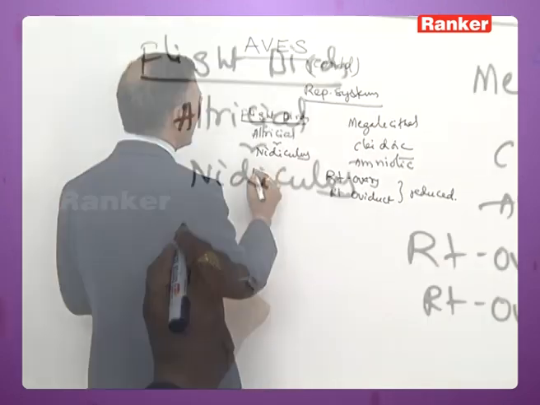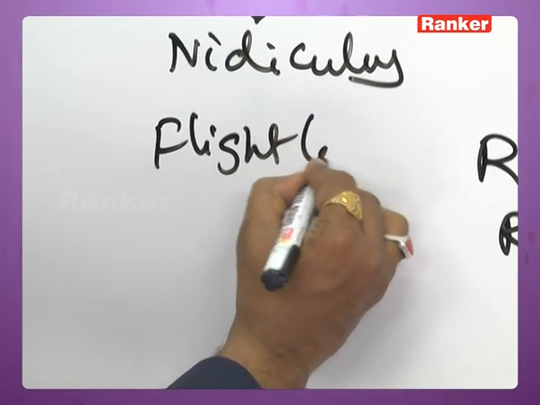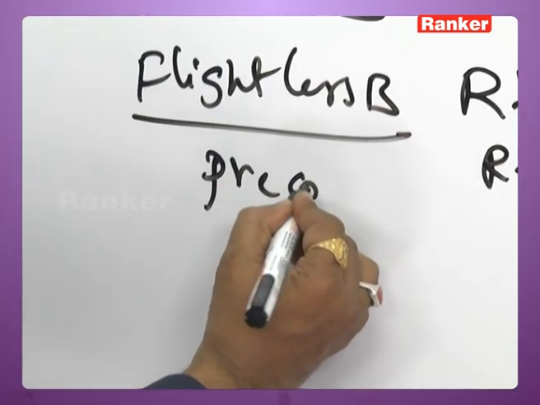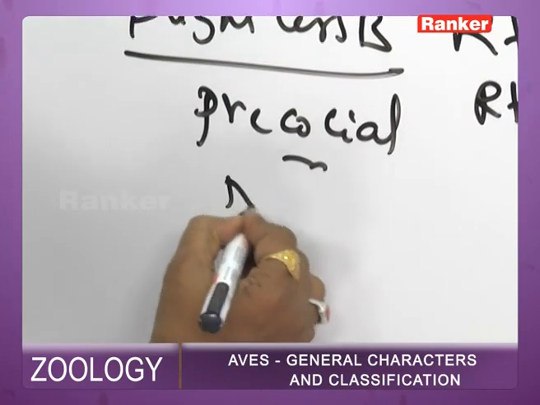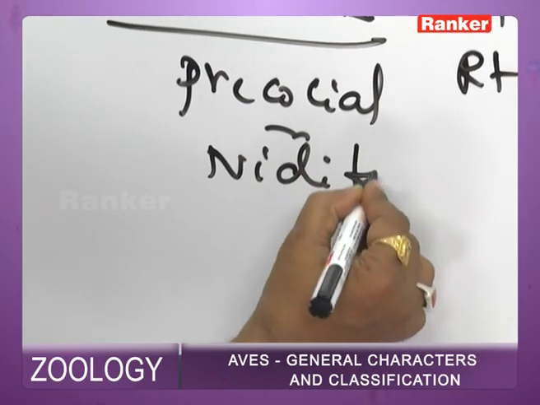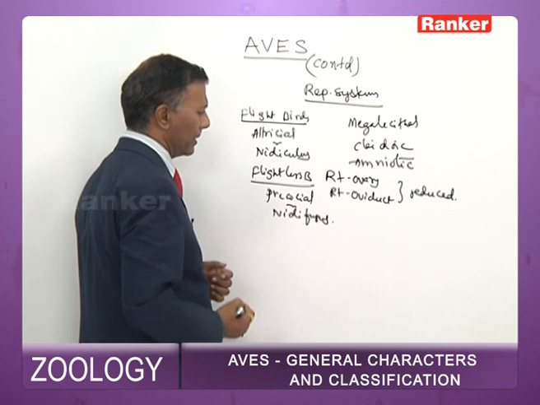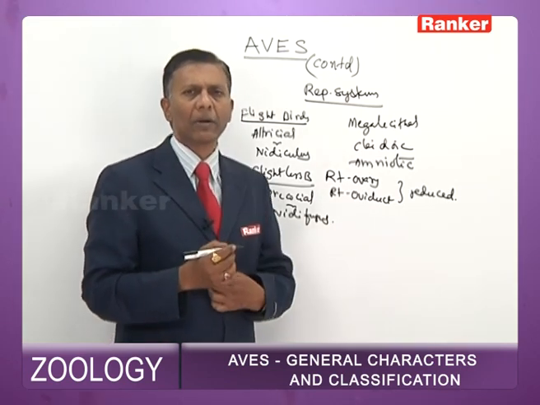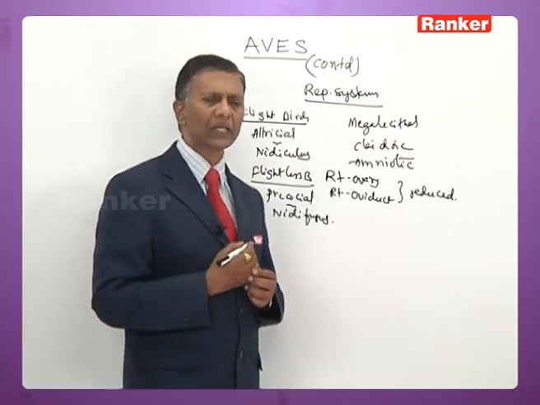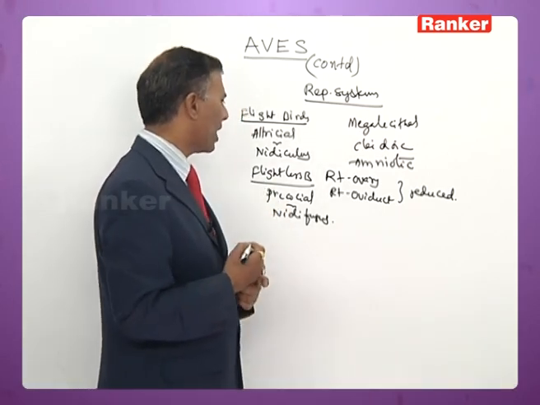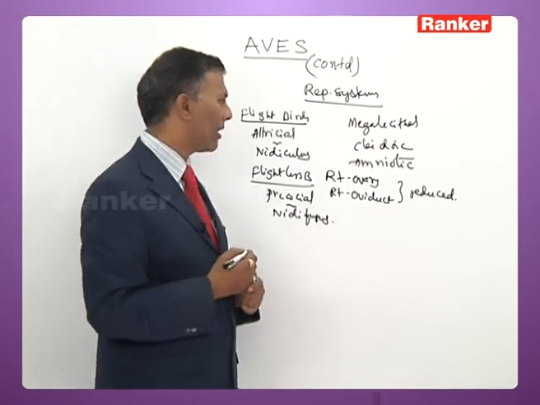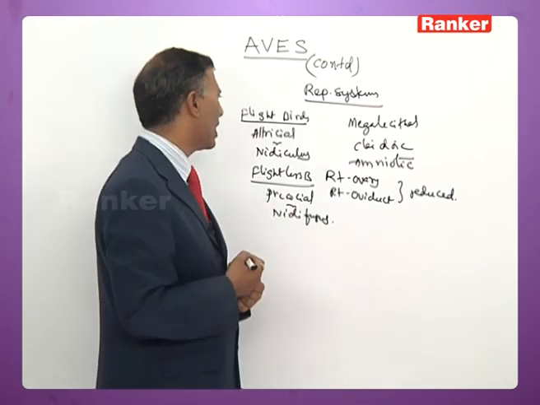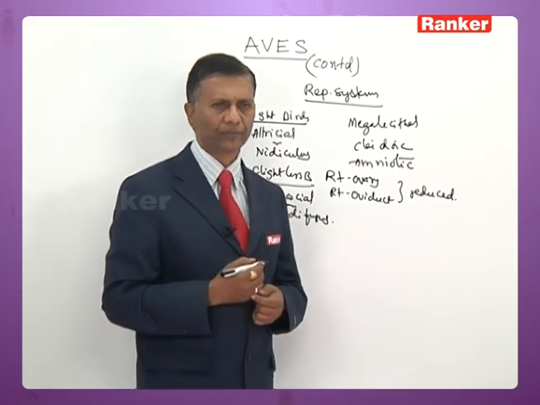Whereas young ones of flightless birds are called precocial or nidifugous. Comparatively they are hefty and well built, and they don't depend on parent birds. They run away soon after hatching. So such birds are called precocial or nidifugous. The young ones of flightless birds are precocial or nidifugous, and young ones of flight birds are altricial or nidicolous.